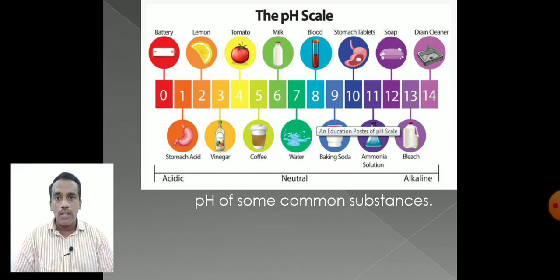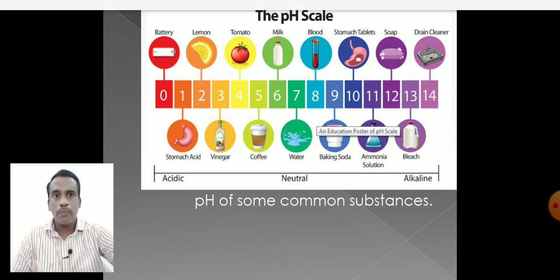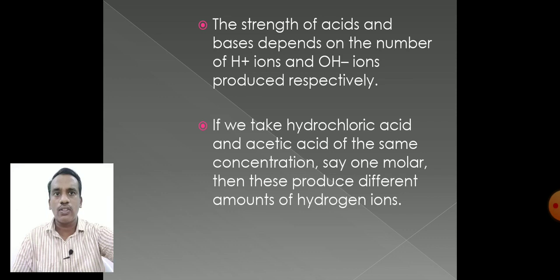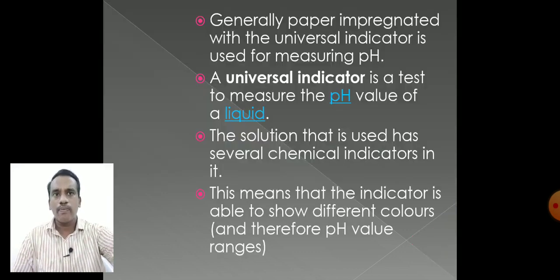So let us come to the conclusion. What is the pH scale? The pH scale is used to measure the strength of a substance to produce H plus ions. The pH scale measures the strength of the H plus ion. How is this pH measured? It is measured using a universal indicator. It has different colors.